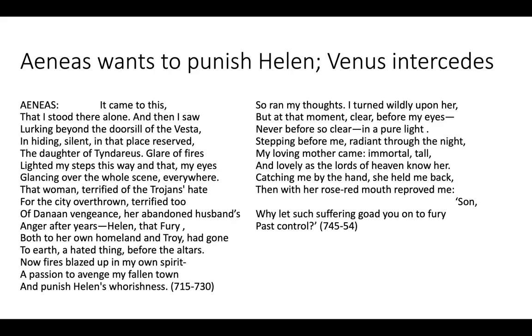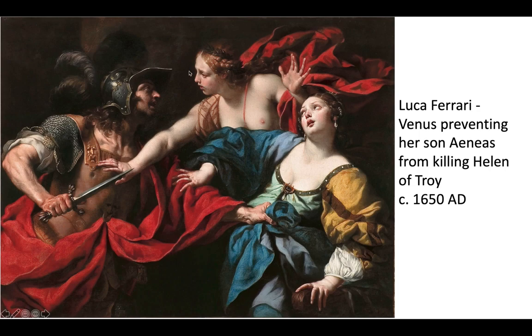Very, very interesting. If we think about Venus in this situation, Venus again is the goddess Aphrodite. Here's a much later representation of this scene, Aeneas wanting so much to kill this woman, Helen, and Venus interceding, because she has a vested interest in both of these humans. Remember, Helen is one of her favorite humans because of her beauty. Aeneas would be one of her favorites because he's her son.